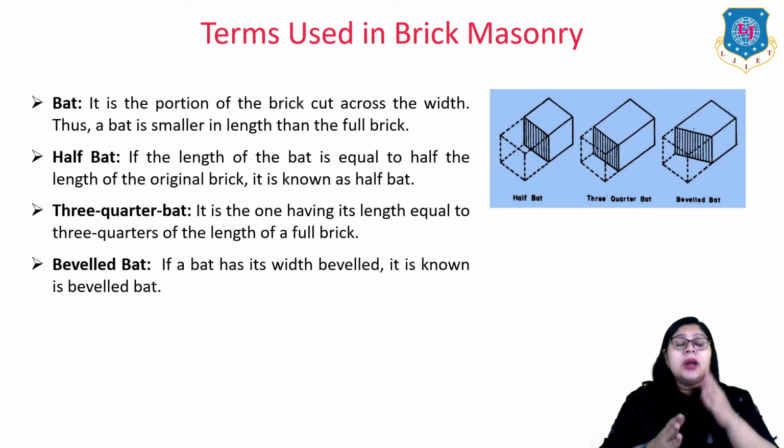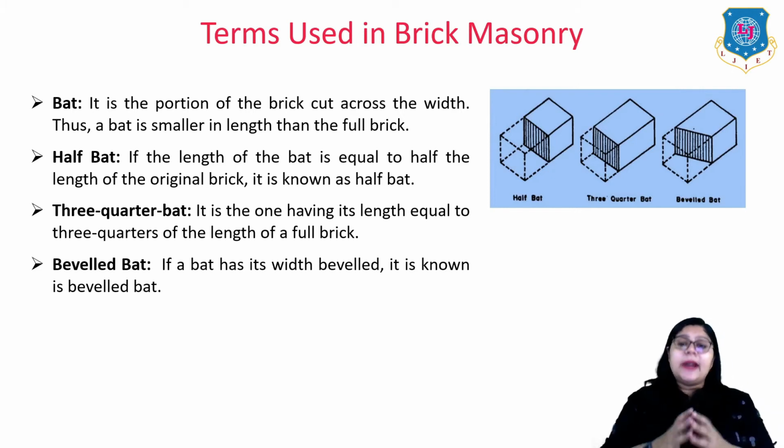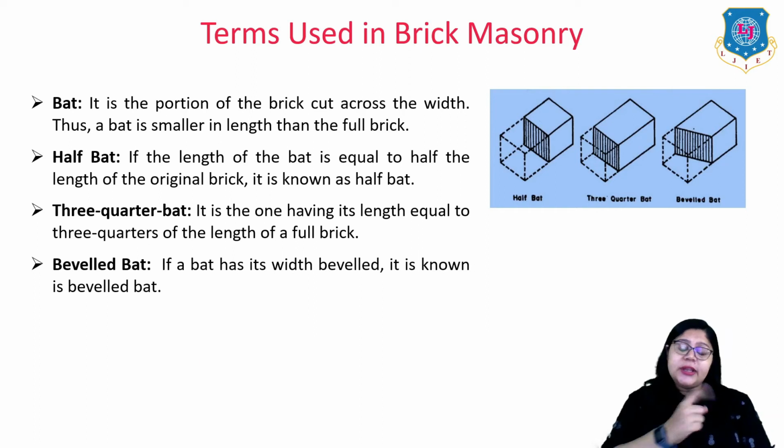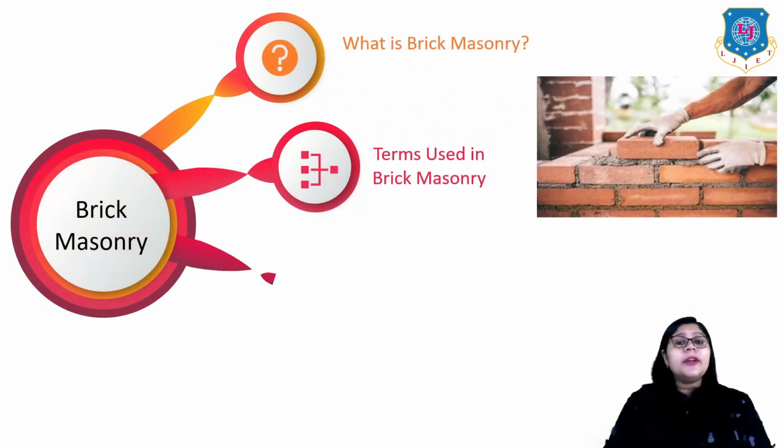Now let me give you another idea of the 3/4 bed. We can say it is the one having its length equal to 3/4 of the length of the full brick. And the last one is the beveled bed. It means if a bed has its width beveled, it is known as a beveled bed, as shown in this figure. With this, we have completed the terms.